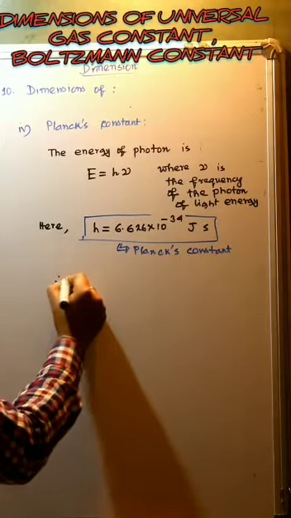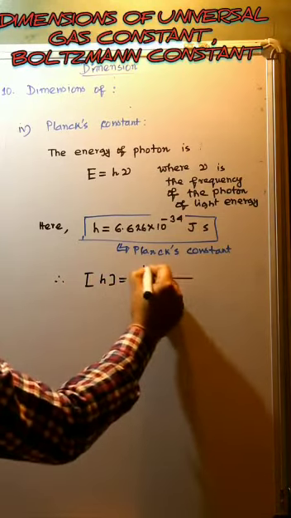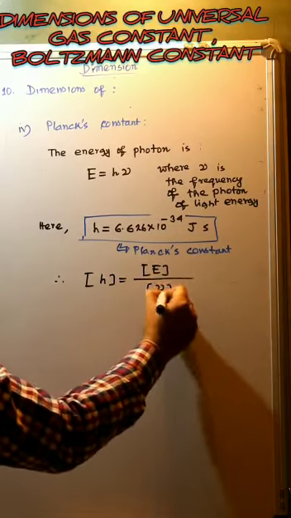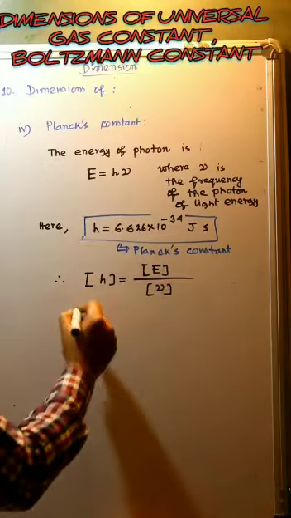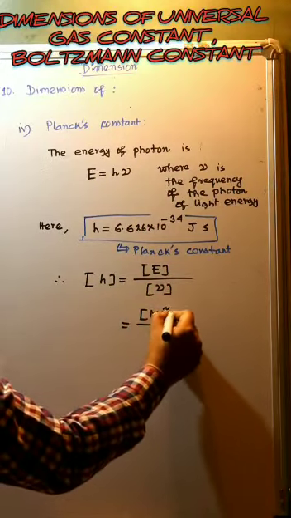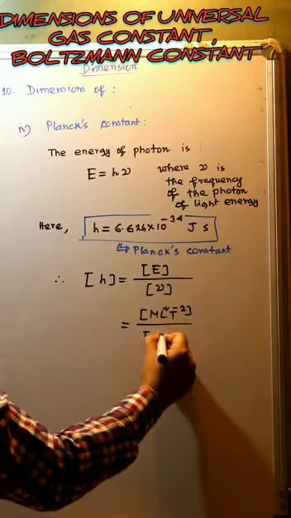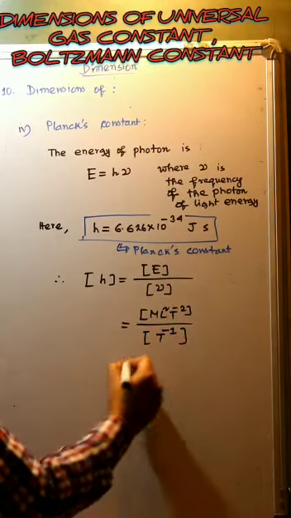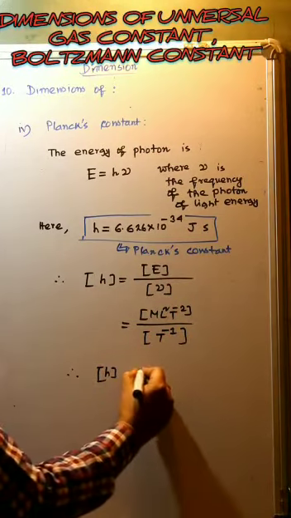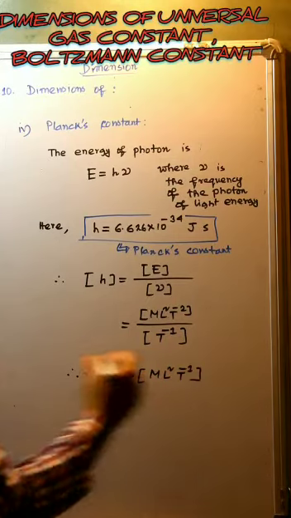Now, what is the dimension of Planck's constant h? From this equation, it is dimension of energy divided by dimension of frequency. The dimension of energy is M L square T to the power minus 2, and the dimension of frequency is T inverse. So finally, we get the dimension of Planck's constant as M L square T to the power minus 1.